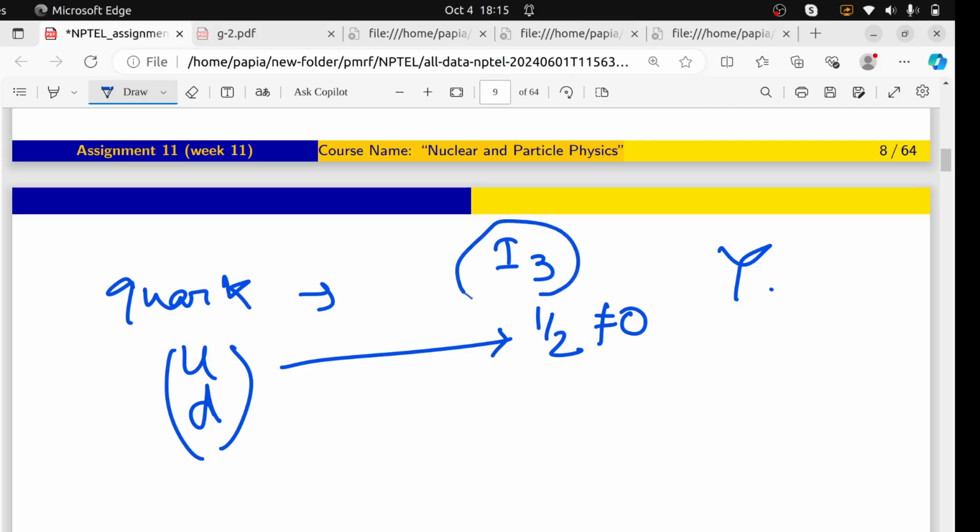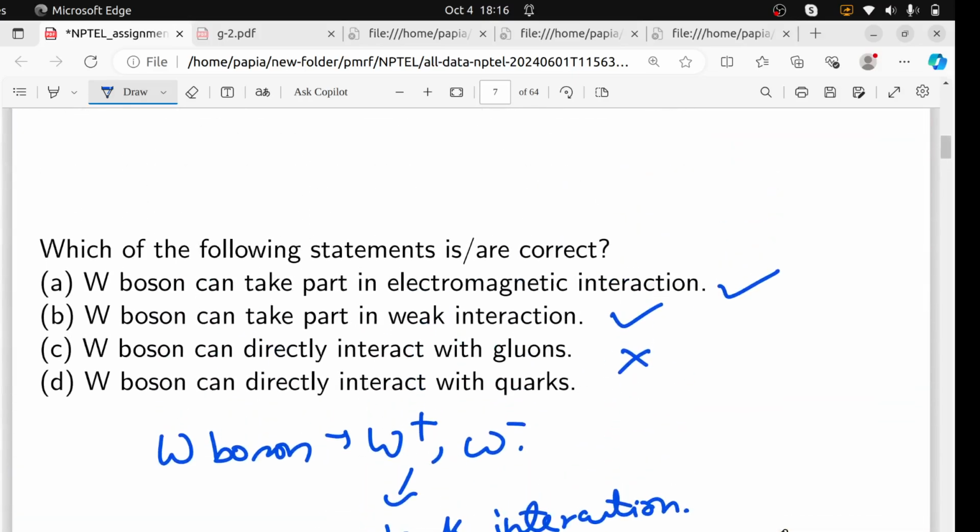So as I3 is non-zero for quark, let's say U, we can say that U has a non-zero weak charge. Now if it has a non-zero weak charge, it will directly interact with the W boson, which is the mediator of weak interaction. So the W boson can directly interact with quarks. The options are A, B, D.